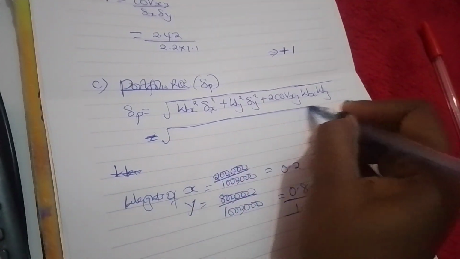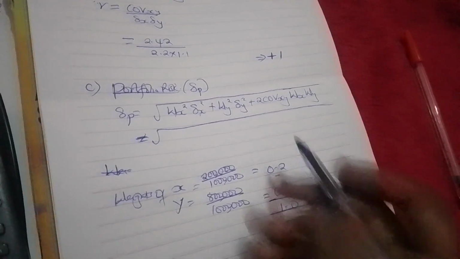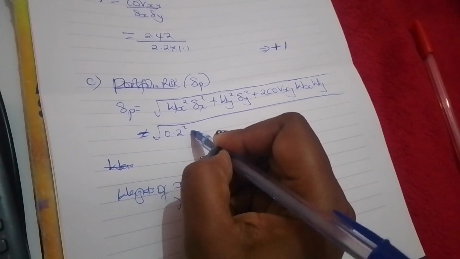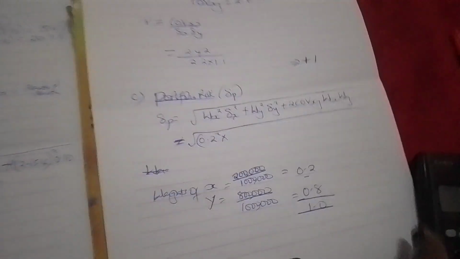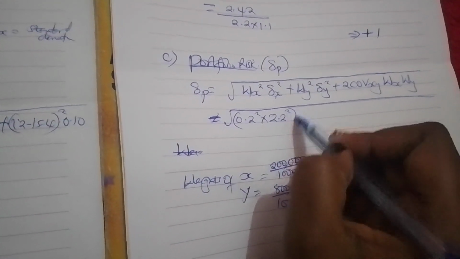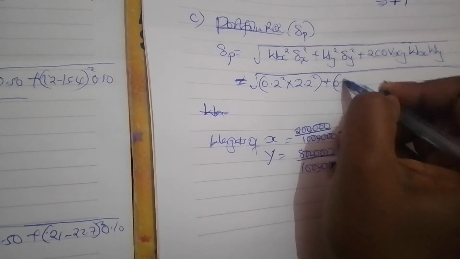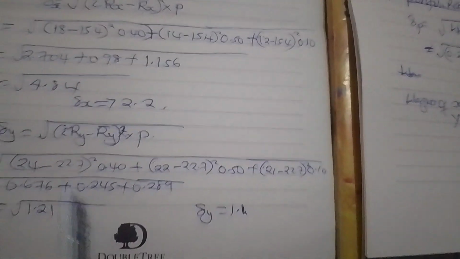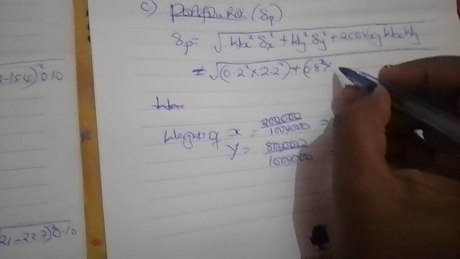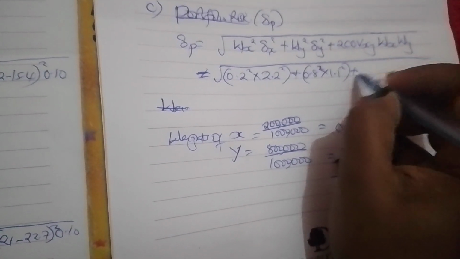So we are saying it's the square root of weight of X, which is this 0.2, you square it, you multiply standard deviation of X, which was 2.2. So you say 2.2 squared plus weight of Y, it's here 0.8 squared. Then you times the standard deviation of Y, which is over here 1.1 squared, plus 2 times covariance XY.